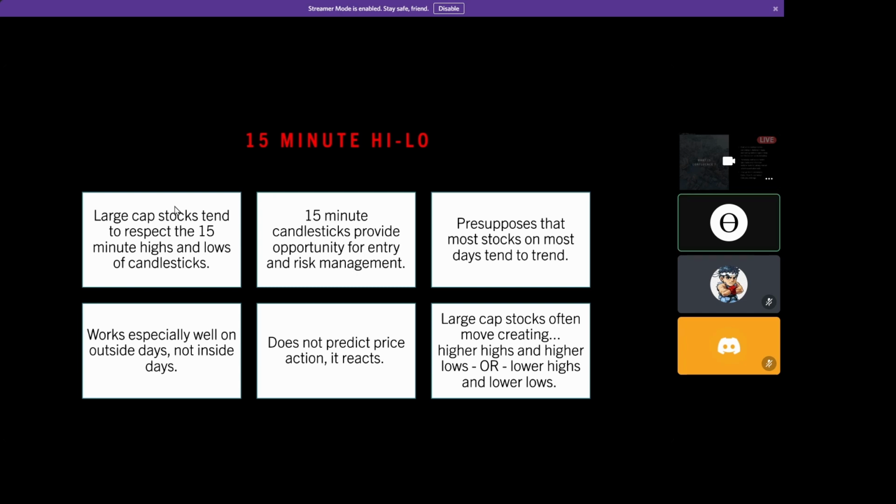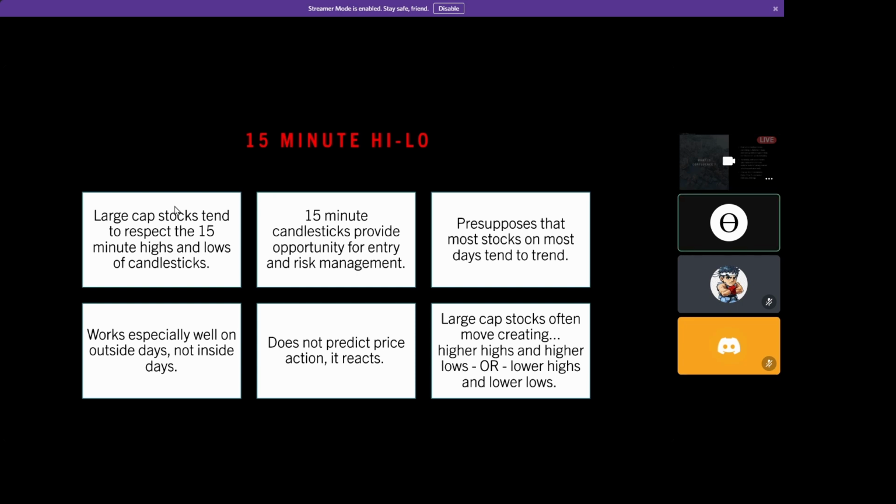Very different for large cap stocks, because just as there are more players in large cap stocks, there's a lot more liquidity, and if you operate according to game theory, there are so many fewer things that someone can do to manipulate the stock. So this is a general truism just for large caps, and the idea is that price tends to respect the 15-minute highs and lows of the candlestick, meaning there are often decision points that can be made at a 15-minute high and a decision point that can be made at a 15-minute low.